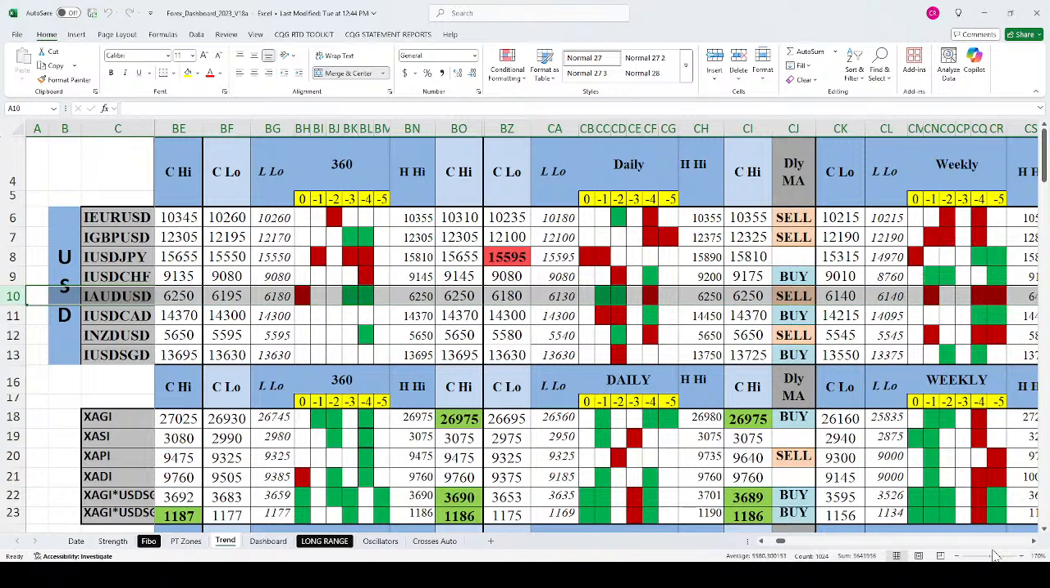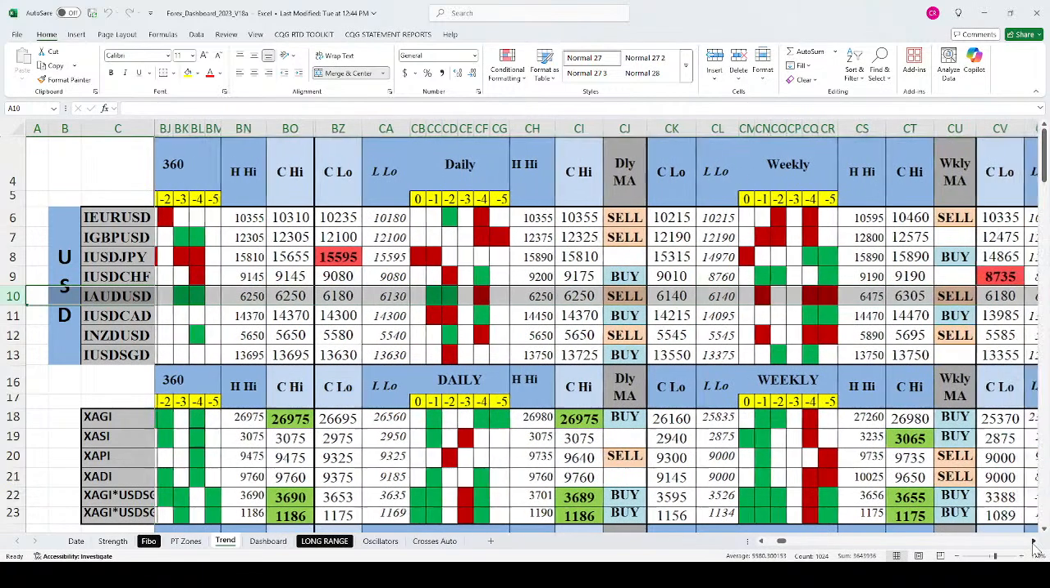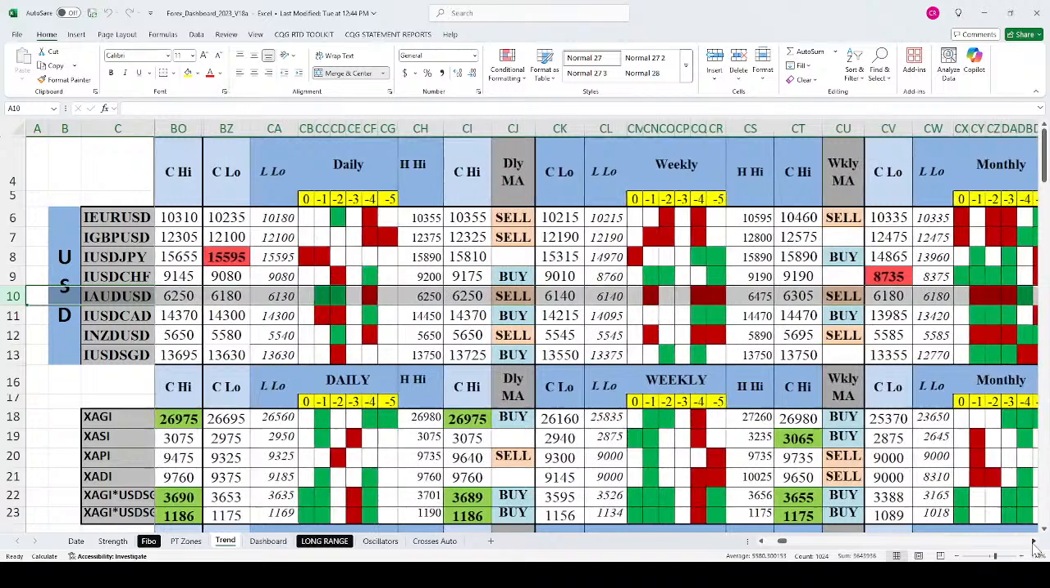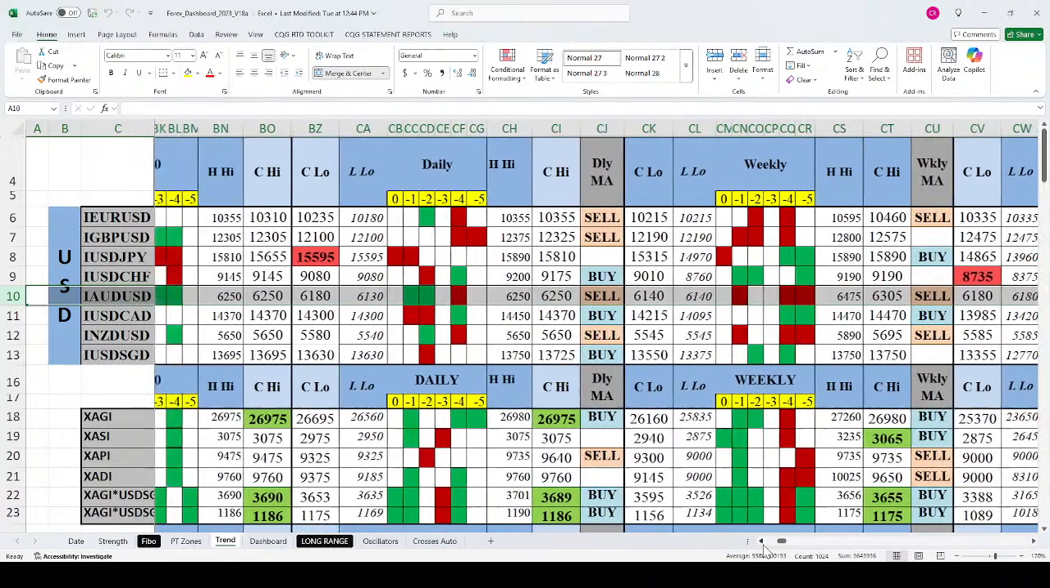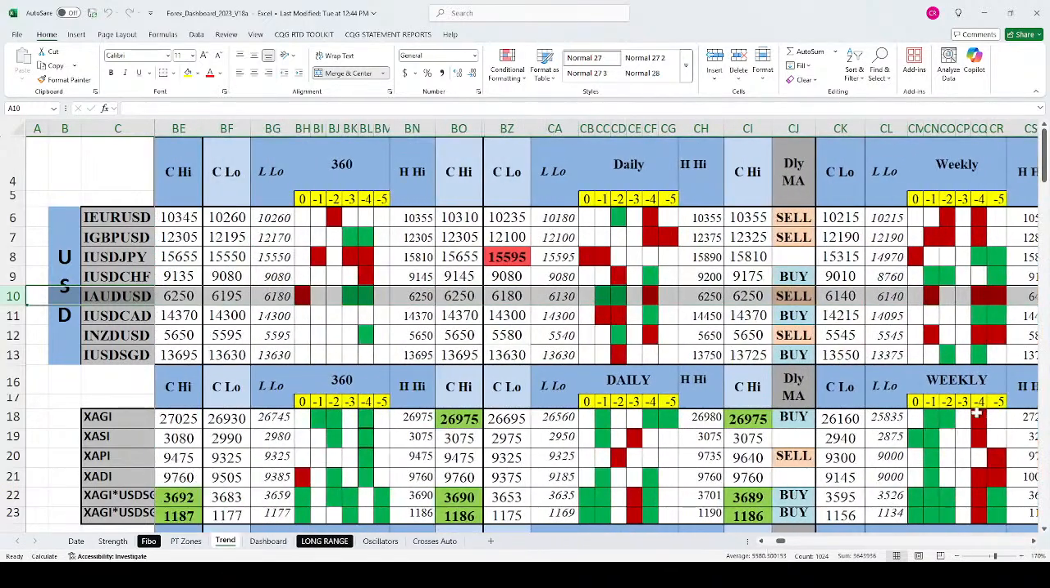Weekly is flat with the downside bias, and monthly is also flat with the downside bias. So which means to say we'll go for buy and hold, or cautious buy, or sell and hold. Any one of these three trade setups is possible.